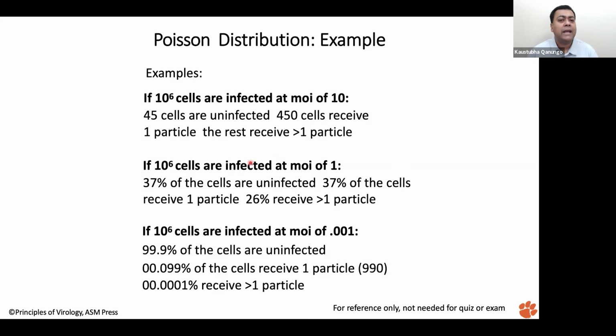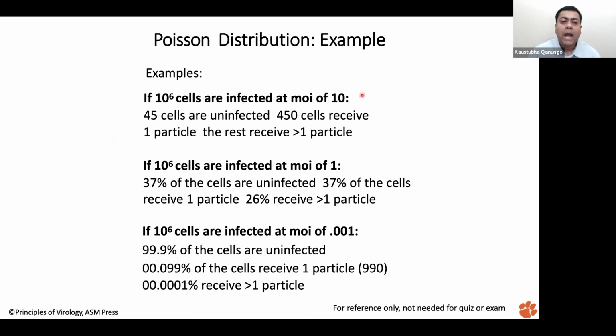If we look at an MOI of 1, 37% of cells are uninfected, 37% of cells will receive 1 particle, and 26% will receive greater than 1 particle. If we take an MOI of 0.001, 99.9% of the cells are uninfected. So that's how it goes.